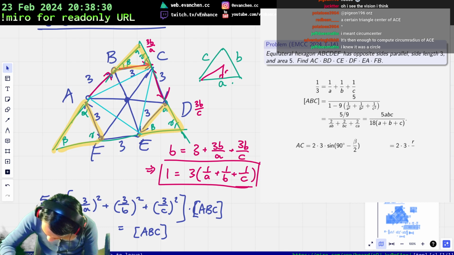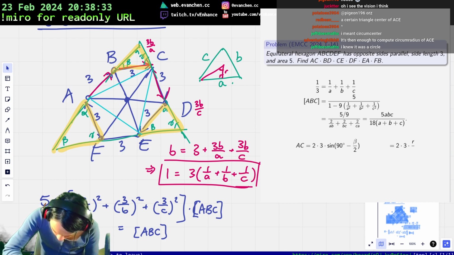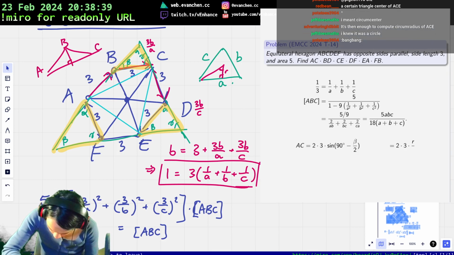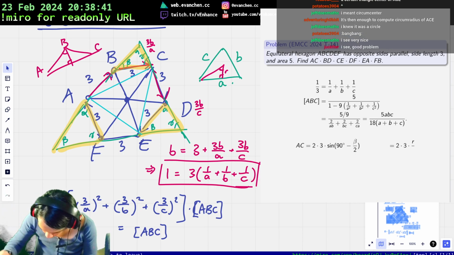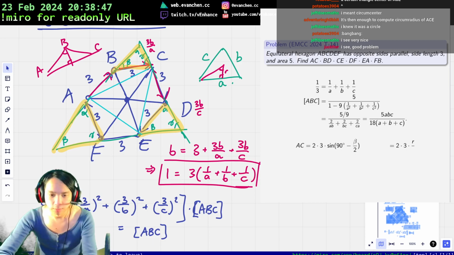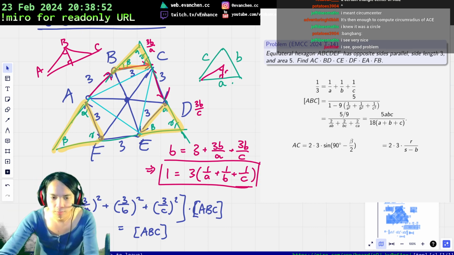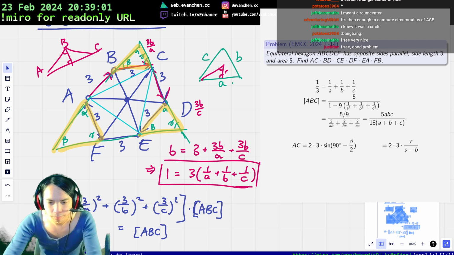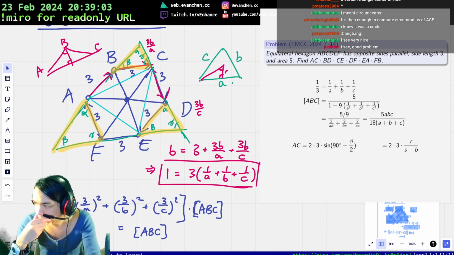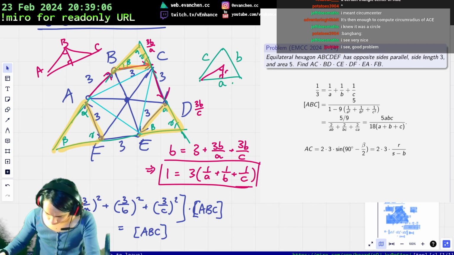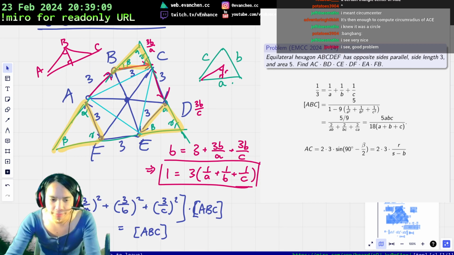Okay, this is the angle that's being split between. Yeah, okay. So it's like R over S minus B. Okay, cool. Where R is the inradius of the ABC triangle. And then similarly for the other ones.